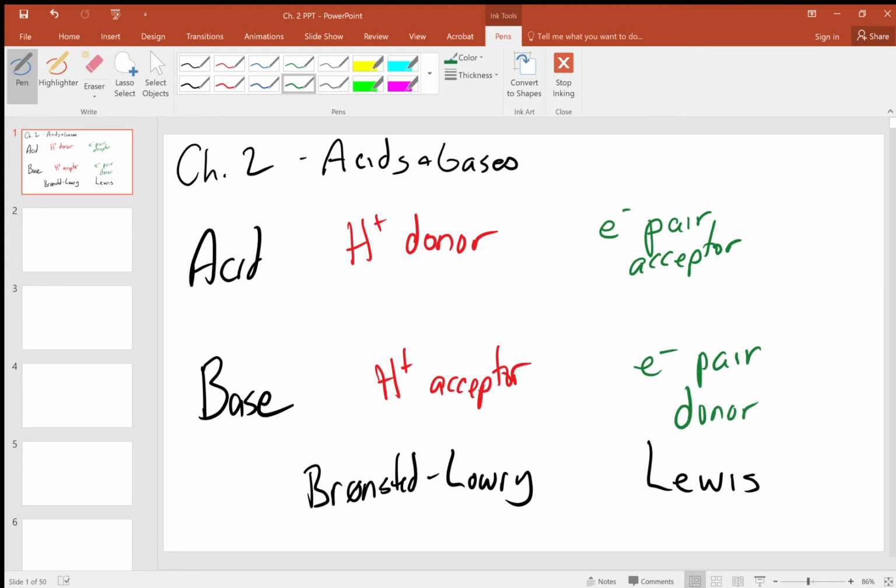Now, what actually happens here is we end up finding out that anything that is a Bronsted-Lowry acid is also a Lewis acid. Anything that is a Bronsted-Lowry base is also a Lewis base. But the reverse doesn't work. There are examples of compounds that are Lewis acids, but are not Bronsted-Lowry acids.